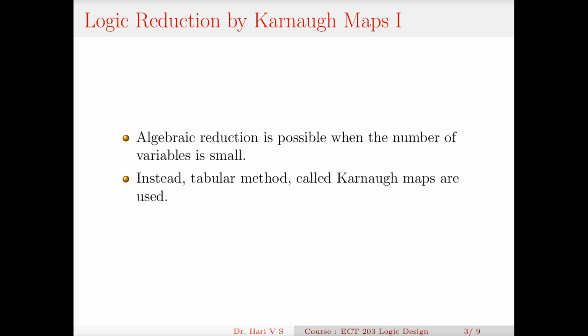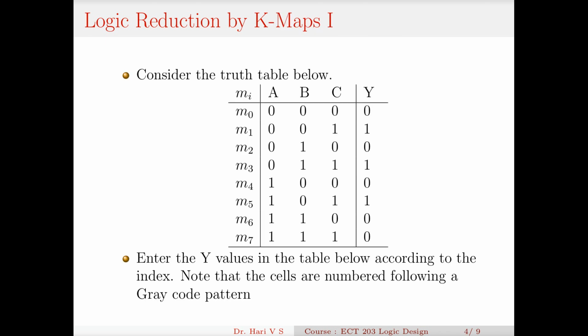In the last classes you saw the algebraic reduction. That is possible only when the number of variables is small. When the number of inputs is say 2 or 3, you can do it by hand. If the number of variables is more, you use a tabular method called a Karnaugh map, named after Karnaugh. So let us consider a truth table like this.